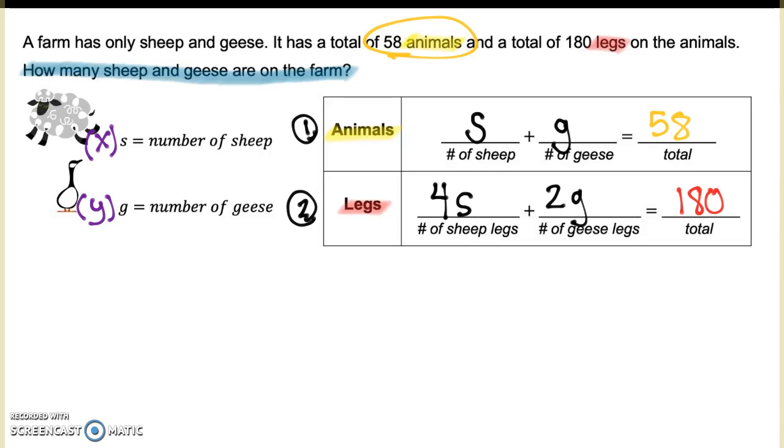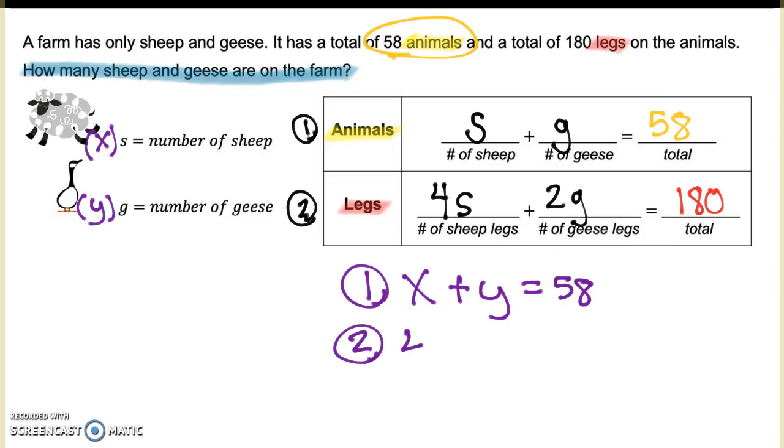So then when I go to rewrite my equation, well, my first equation, instead of it being S plus G, I'm going to change that to x plus y and then equals 58. That part does not need to change. And then in my second equation, instead of it being 4s plus 2g, my second equation is going to change to 4x plus 2y, and that's equal to 180.